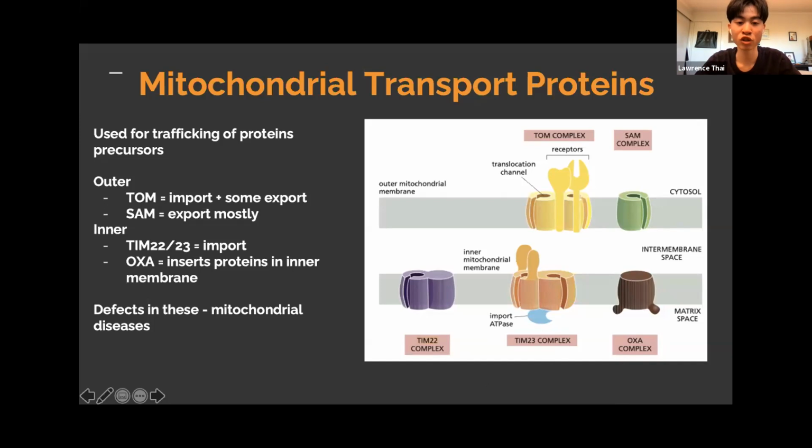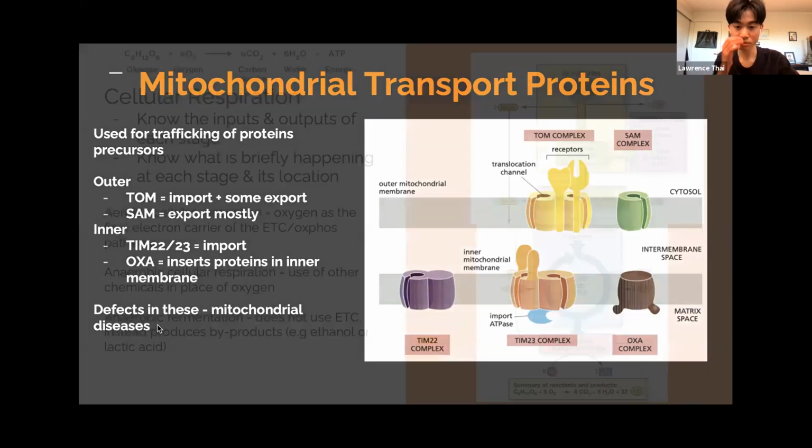And obviously, if you have any defects or mutations, that's when we get certain mitochondrial diseases. And these transport proteins are basically produced by the mitochondria themselves. So these are derived from the mitochondria, not from the host.